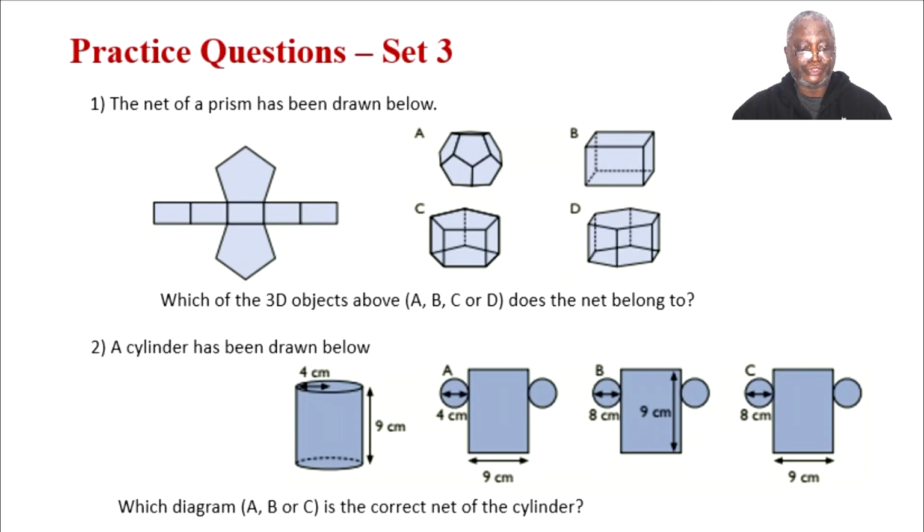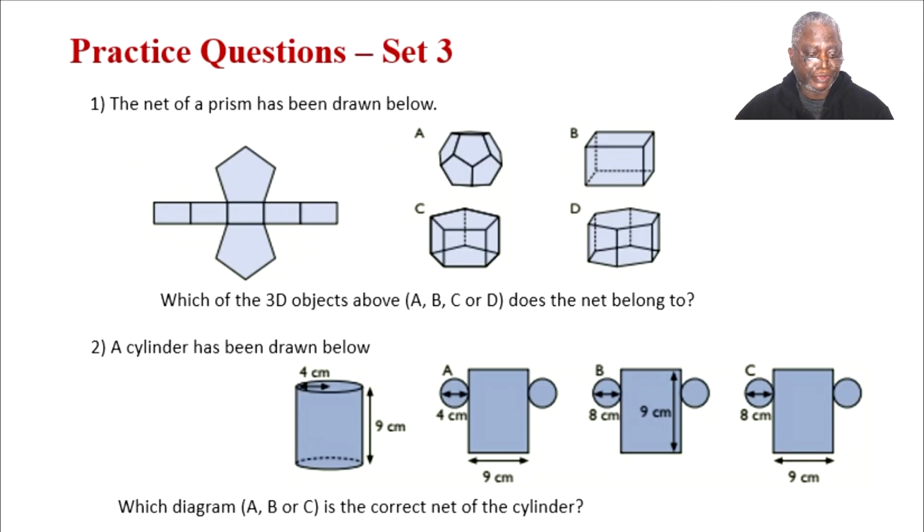Practice question set 3. The net of a prism has been drawn below, and that's the net. And what you have to do is, which of the 3D objects above, A, B, C or D, does the net belong to?